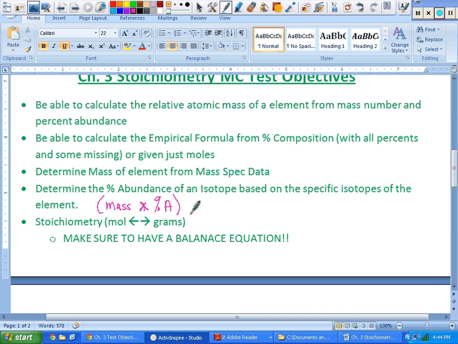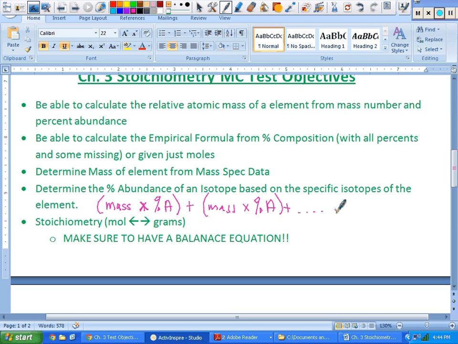This is how you will do that. If it says determine the percent abundance of an isotope based on the specific isotopes of the element, you take the mass of the first isotope, multiply it by its percent, and add it to the mass and the percent of the second one. It depends on how many of them there are. If there's 4 of them, just do it for 4 of them.